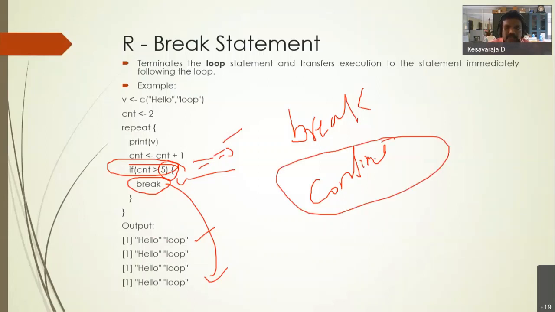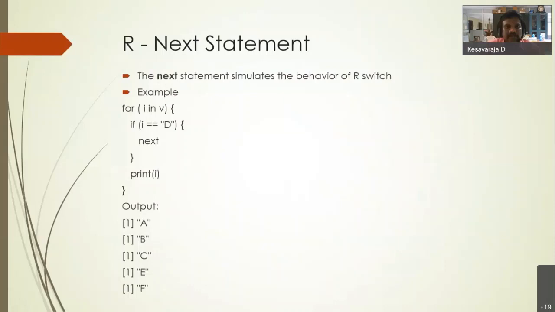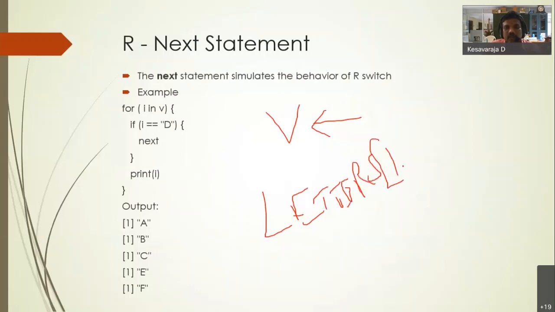Here, the continue statement is replaced by a new statement in R programming, which is named next. So continue is replaced by the new statement called next. Please see the example. For I in V, V is a list of variables. These are letters between, V equal to letters of 1:5, something like that, you can think.